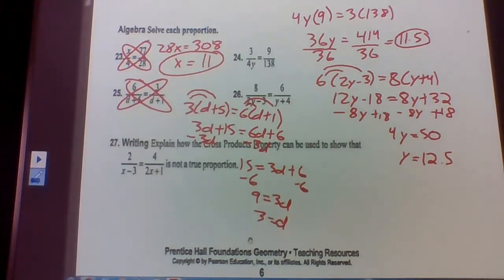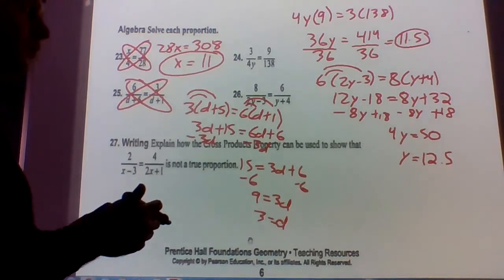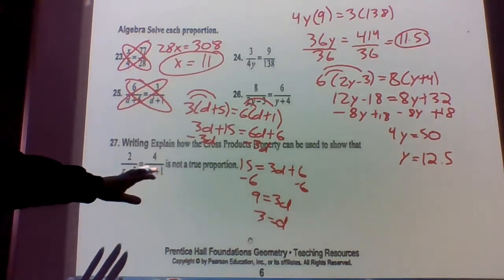So plug that back in just to check. So 6 divided by 16.5 is 0.363636. And then 8 divided by 22 is 0.3636. So they're both equal to 4 over 11. So we're good there.